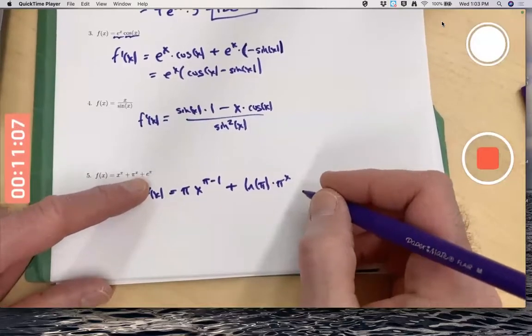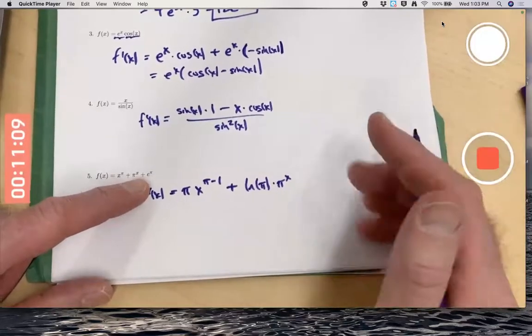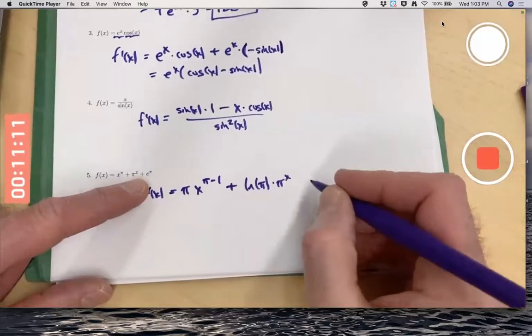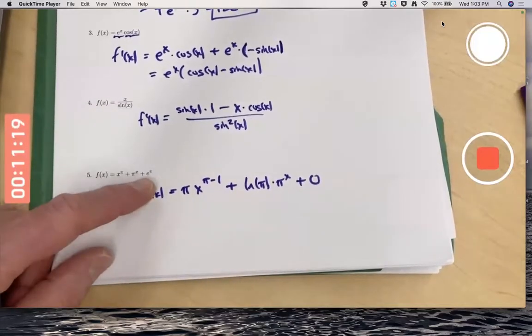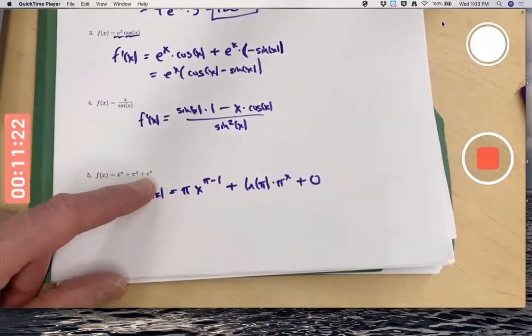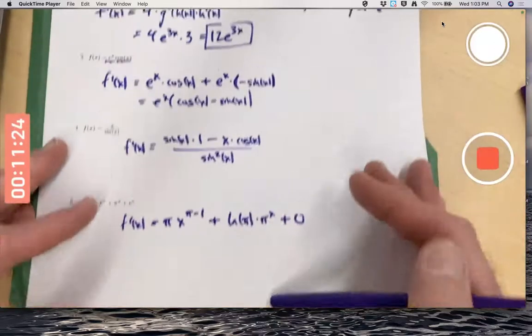And that's just meant to kind of throw you off, but I did talk about it on Monday. That's just a constant. Its derivative is 0. You could put a plus 0, or you could not bother writing anything. There's no x there. It's a constant. Can I clarify anything with what I did here?